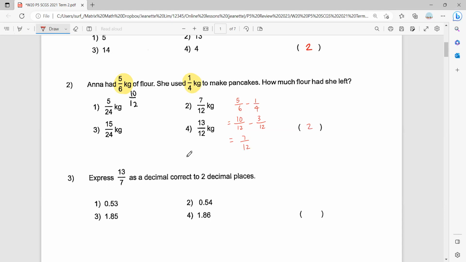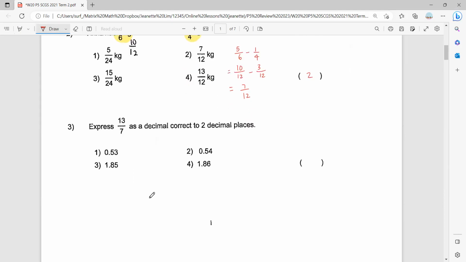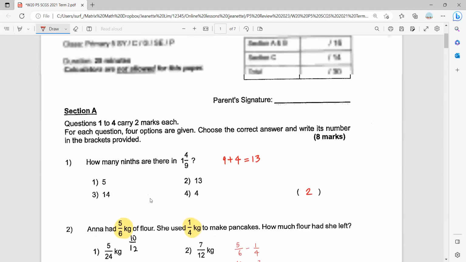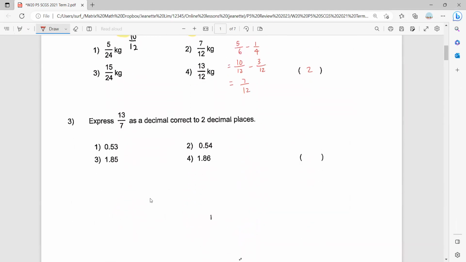Question 3, express 13/7 as a decimal, correct to 2 decimal places. This one we have to use long division. Oh, okay, calculators, yeah, not allowed. Okay, long division. 13/7 means 13 divided by 7. You're going to introduce a 0. Okay, so, oops, sorry, it's a 1.